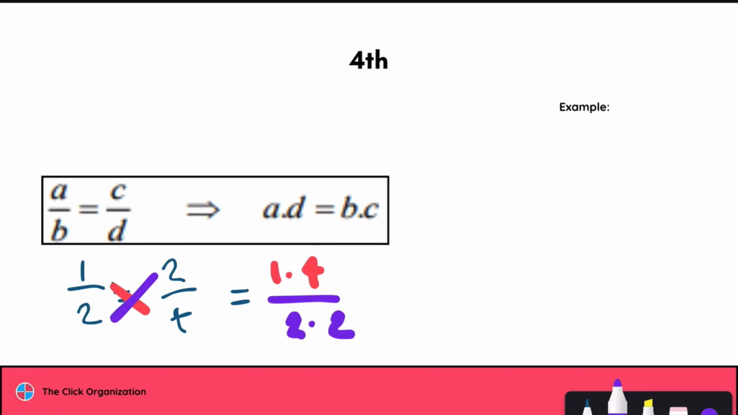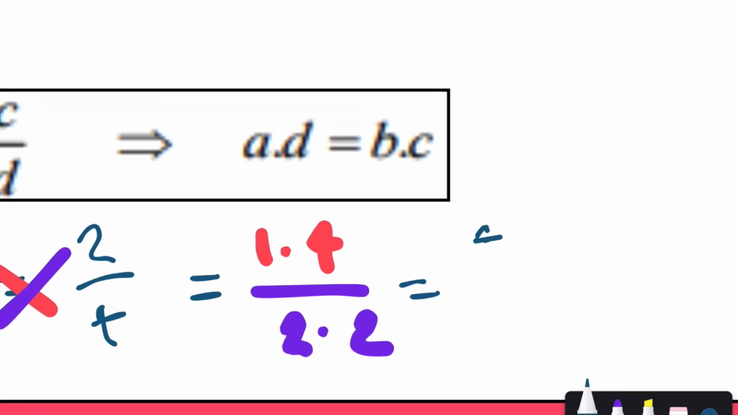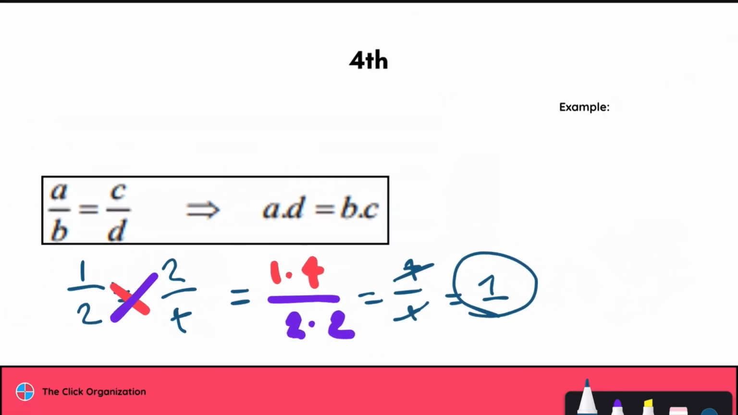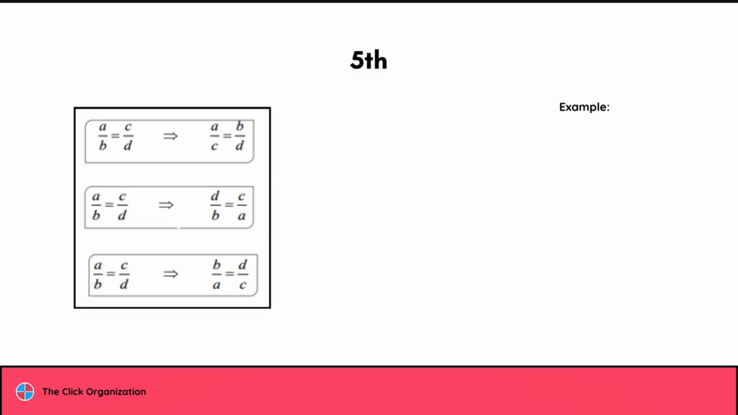Which both of them will equal 4 to 4. And because both of them are equal, this will be 1, the result, right? The whole point is that, write the result of extremes in the numerator and the means in the denominator. And this is cross multiplication and the fourth property of proportions. And the fifth property, this is the last property that we will learn today. It is like this.